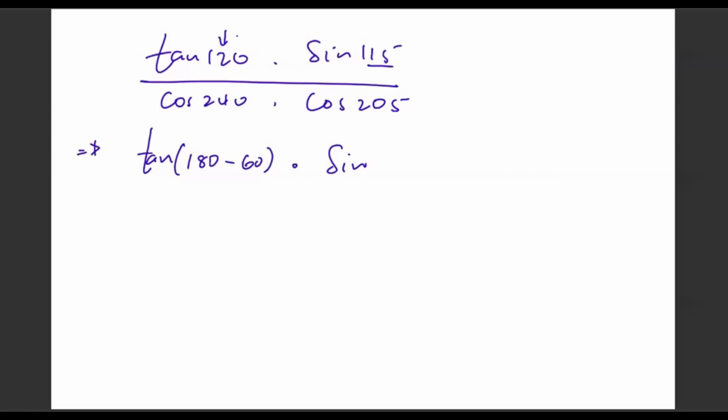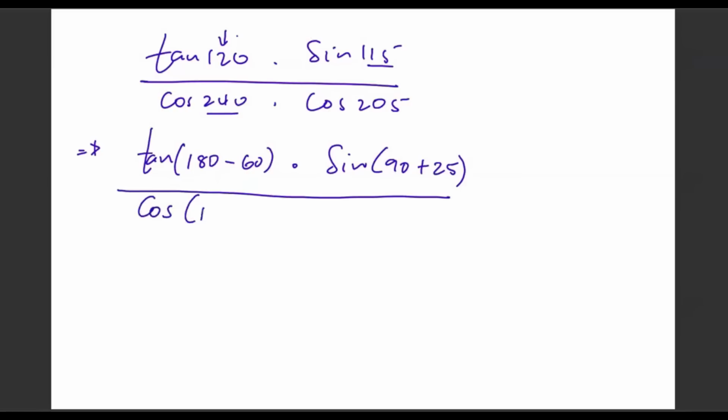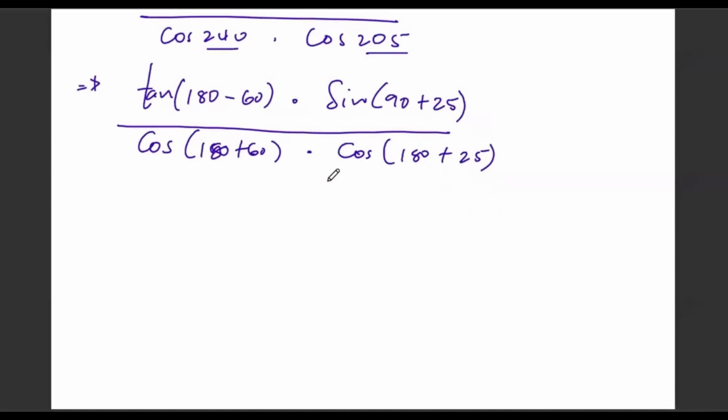Alternatively, I could use a 90 plus. What's 115 minus 90, which is also a 25? So I can say this is a 90 plus 25. Then 240 is in quadrant 3, which is 180 plus 60. 205 is in quadrant 3, which is 180 plus a 25. Perfect. So the trick in this reduction is just to create similarity, especially with the angles that are not special. So we have a 25, we have a 25, which means life is somehow easy for us.